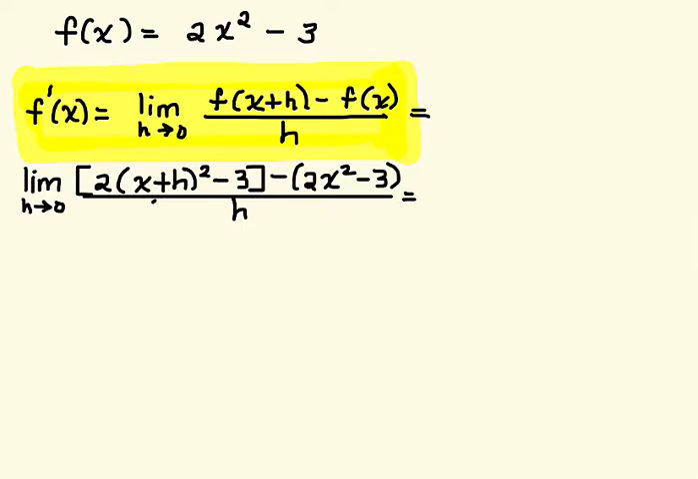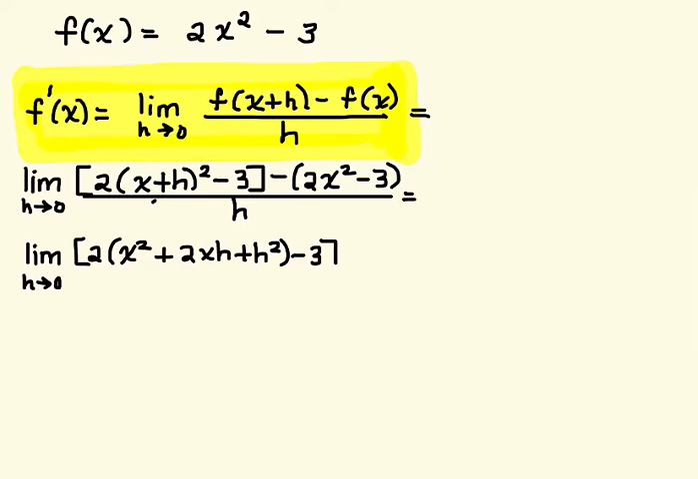Okay, so I need to expand this. So I'm going to need to expand the binomial. And so I have 2 times, and if I expand x plus h, it's the square of the first plus 2 times the first times the second, so 2xh, plus the square of the last. Close the parenthesis, minus 3, close up f of x plus h.